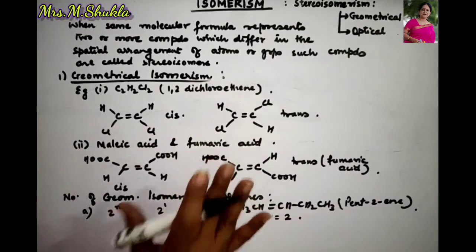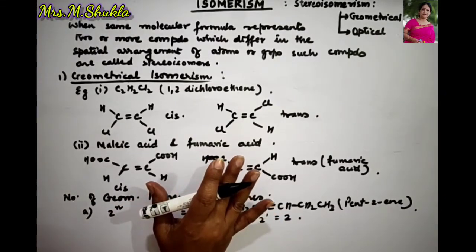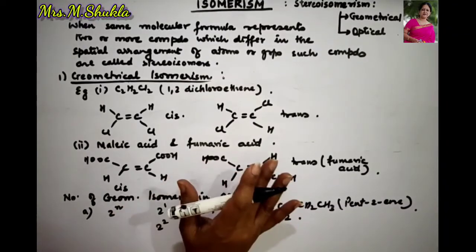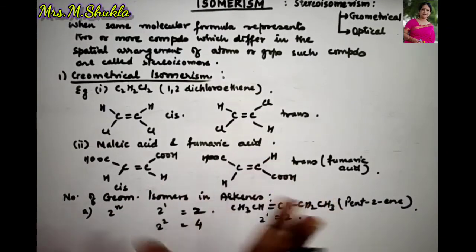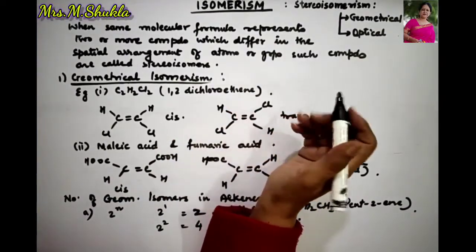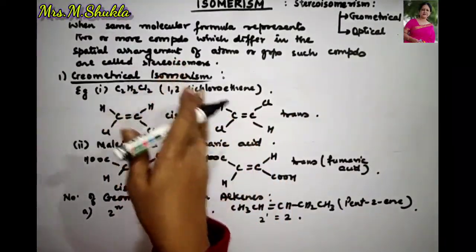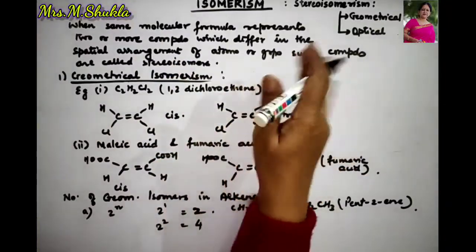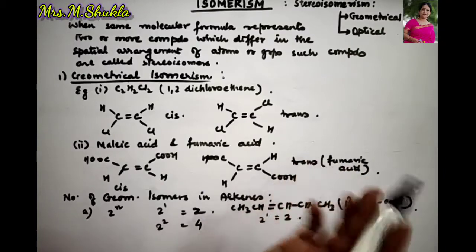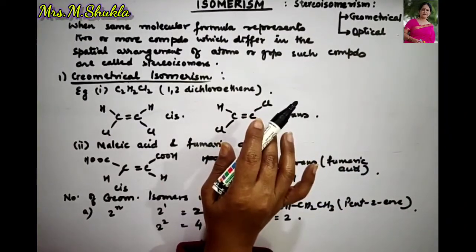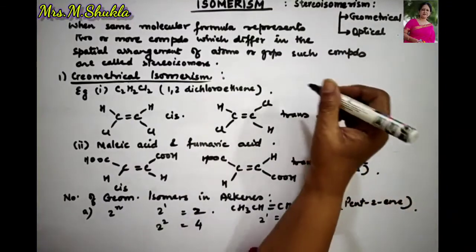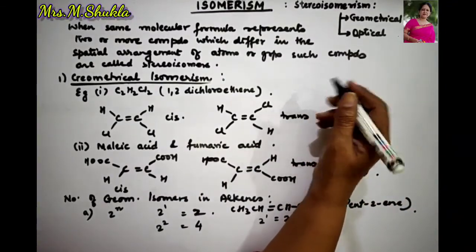Now, if along with a double bond an asymmetric carbon is also present, then both geometrical and optical isomerism will be observed. I'll be explaining optical isomerism after this, but I just would like to tell you that if there is a double bond and also an asymmetric carbon atom, then both geometrical and optical isomers will be found here.